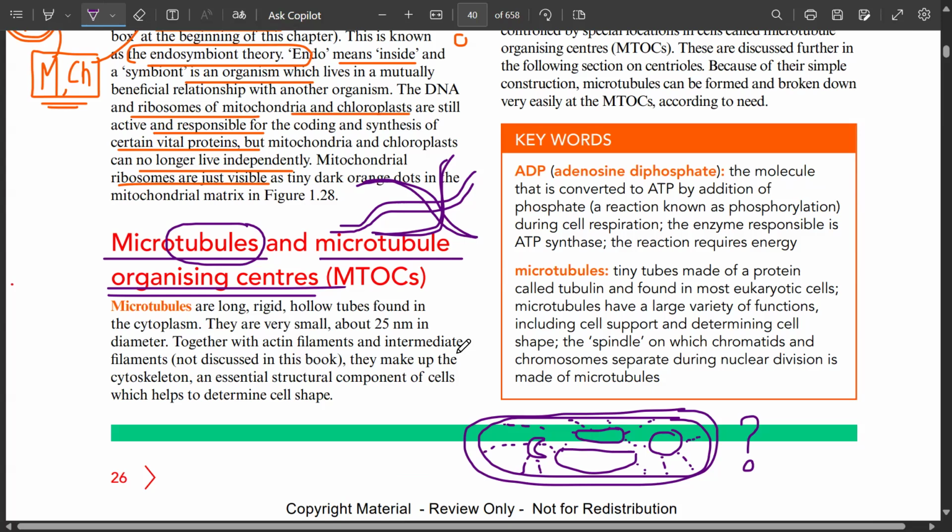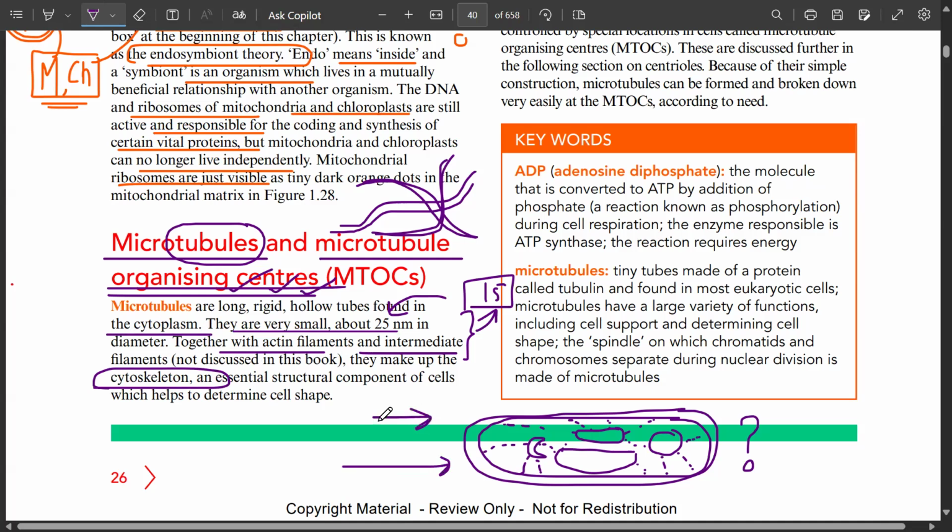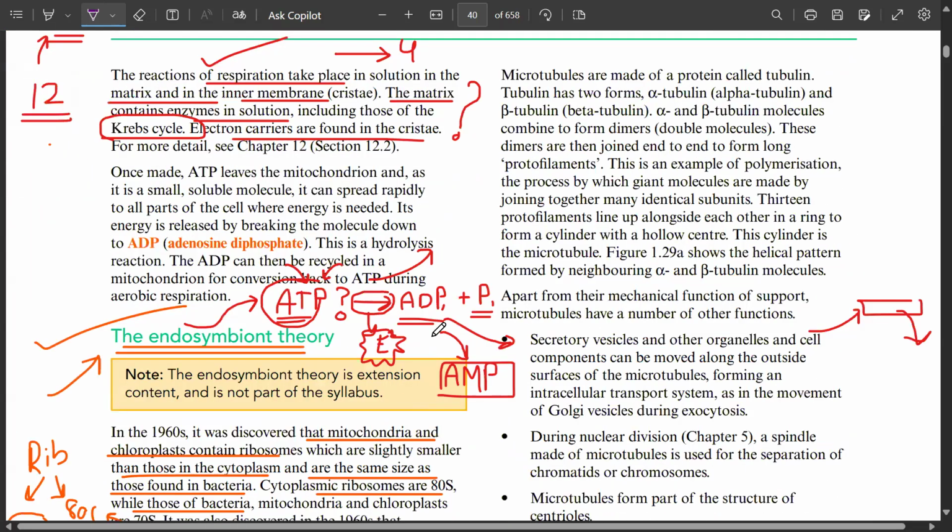Now, microtubules are long, rigid, hollow tubes found in the cytoplasm. They are very small, about 25 nanometers in diameter, and together with actin filaments and intermediate filaments, they make up the cytoskeleton. These actin and intermediate filaments will be discussed in chapter 15. But right now you should know that microtubules are long, rigid, hollow tubes found in the cytoplasm. They make up the skeleton like the diagram I have drawn here, which is a very essential structural component of cells and helps to determine the shape.